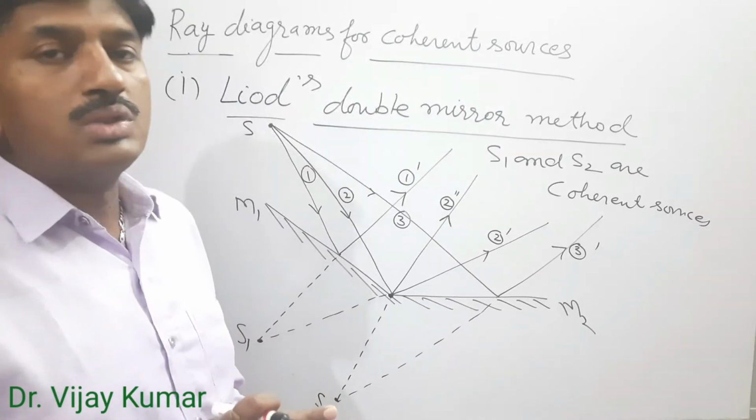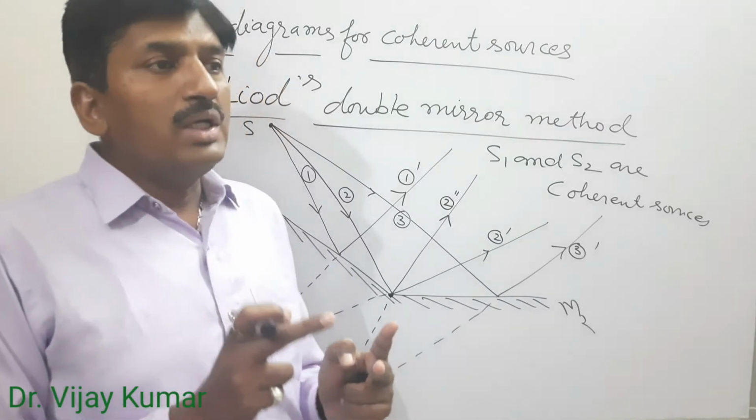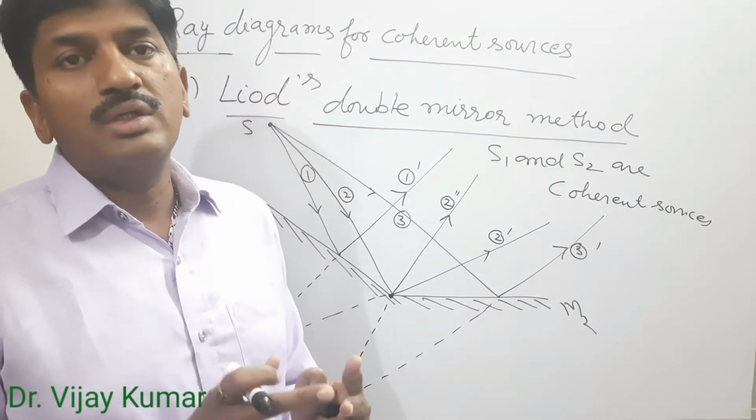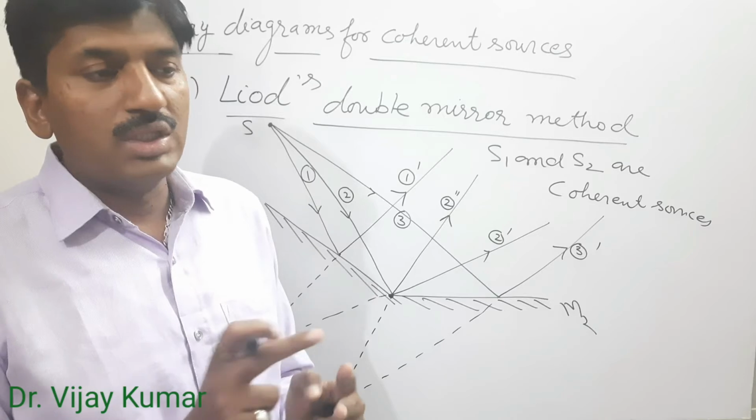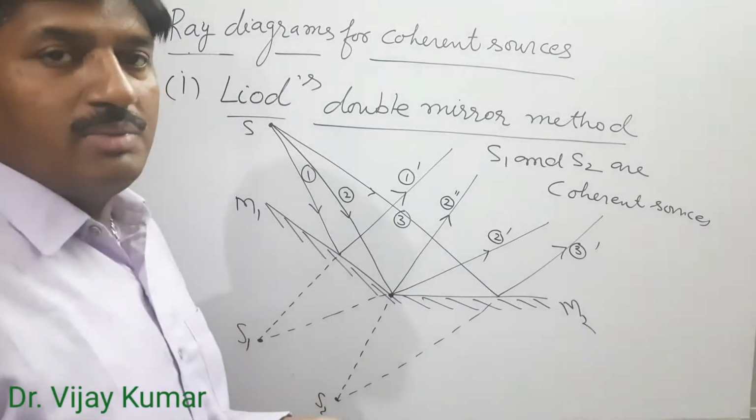One is the original source and another is the image of the original source. So the intensity of these two sources is slightly different from each other, but in this method the intensity of these two sources always remains the same.